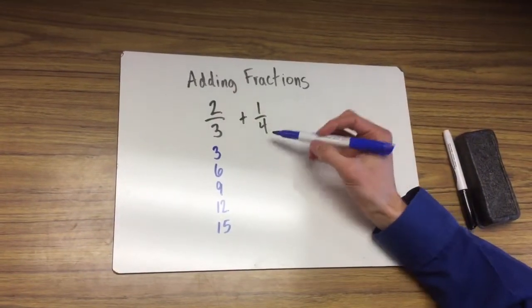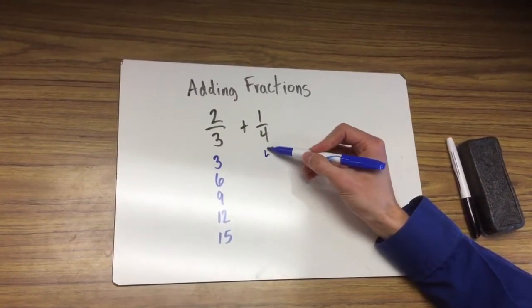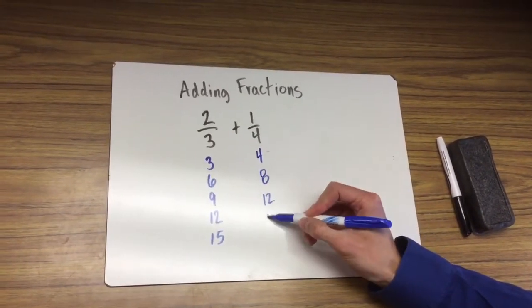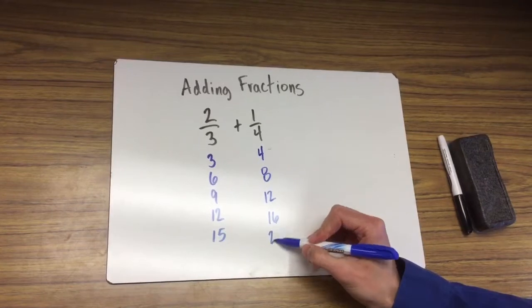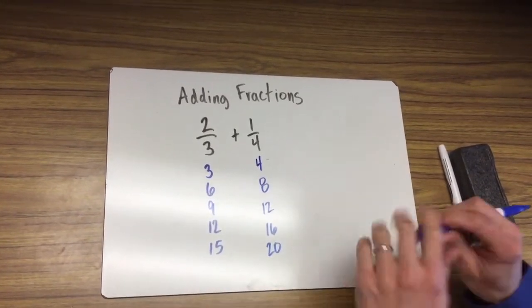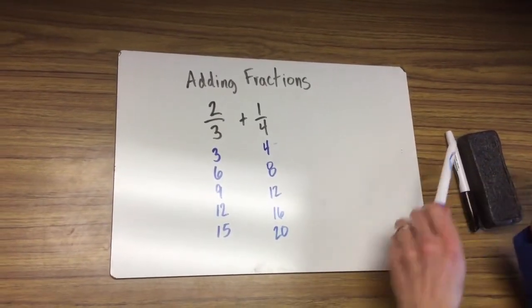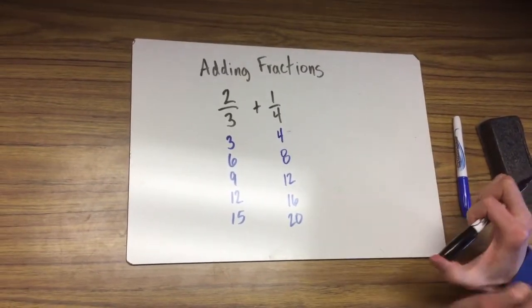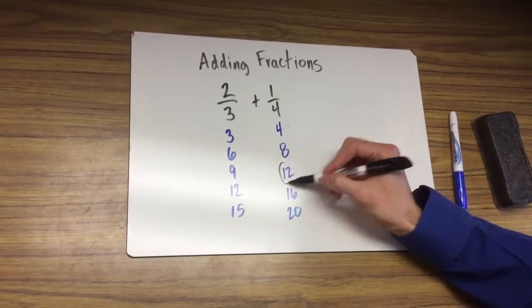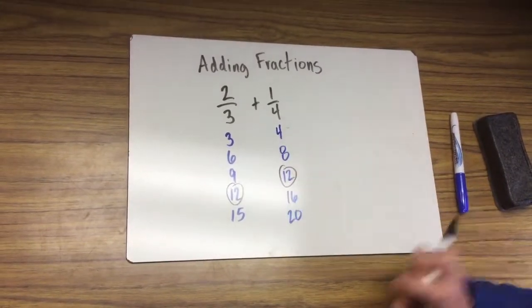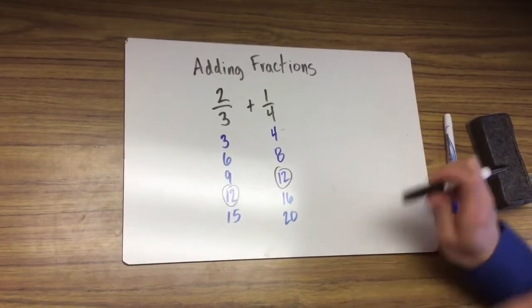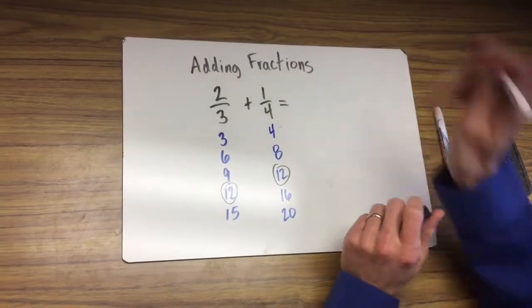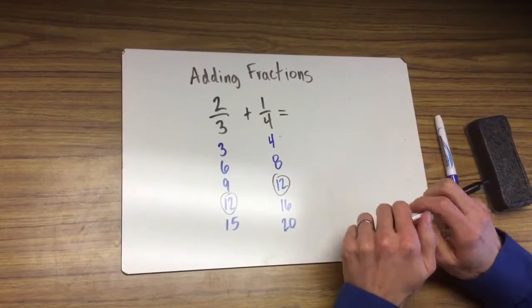So let's do the factors of 4: 4, 8, 12, 16, 20. Now we have to look to see if they have anything in common, if they have a factor in common. I see 12 and 12. So our next step is to get each fraction to have the common denominator of 12.